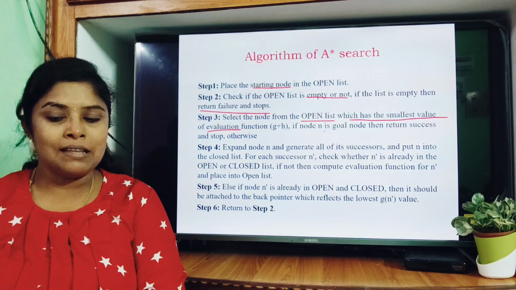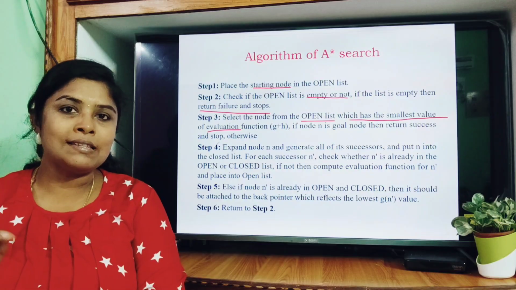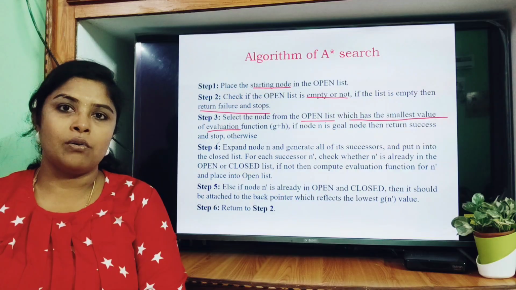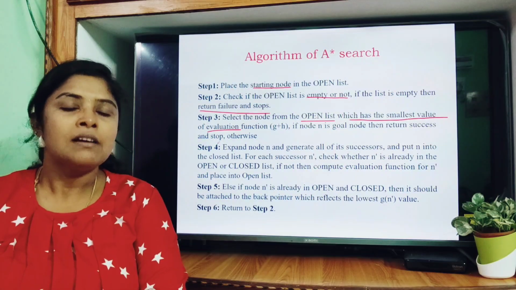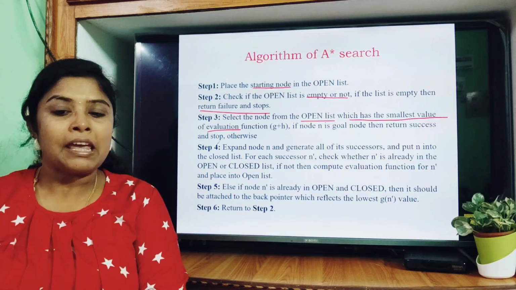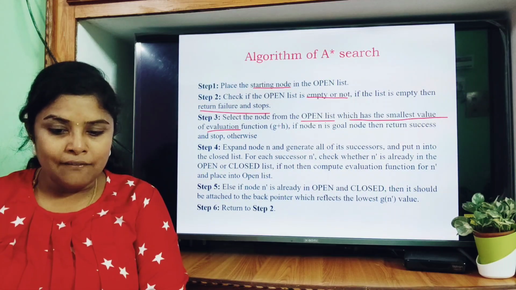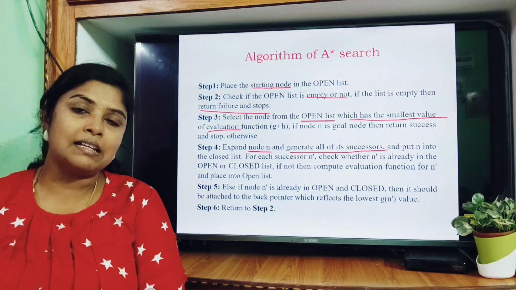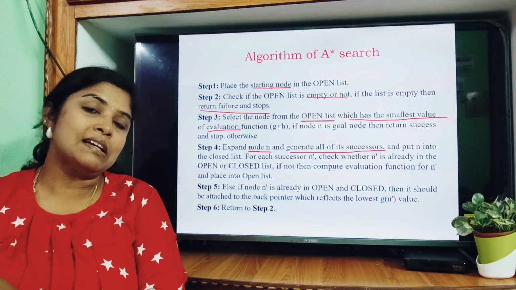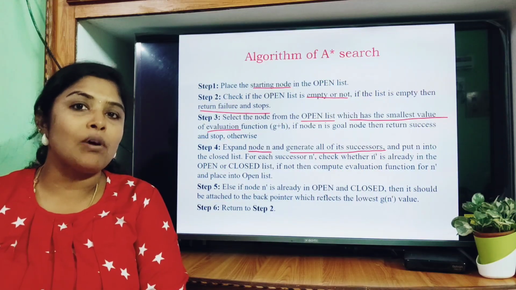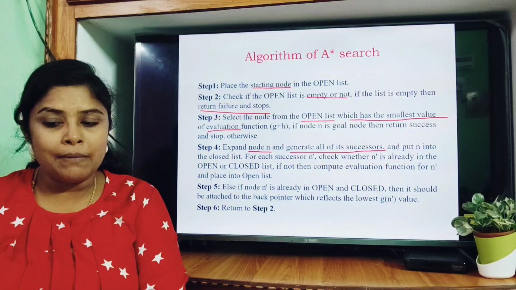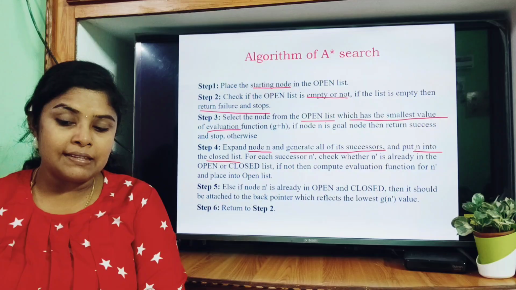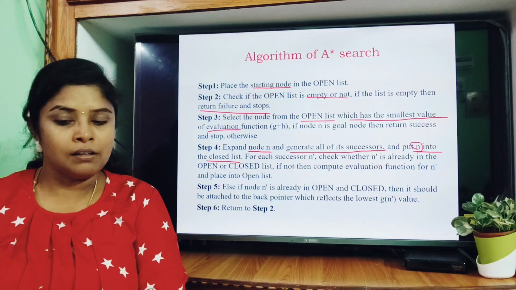If node n is the goal, then it will return success. Once the algorithm is able to traverse to that particular node and if that is the goal node, then the algorithm need not search further, right? So it will return success and terminate. If that is not the goal node, then we need to expand node n and generate all of its successors. That is, we go deeper and explore all the successor nodes and then put them in the open list. The successors will be in the open list, but what about n? Since it is already visited, we will put it in the closed list.